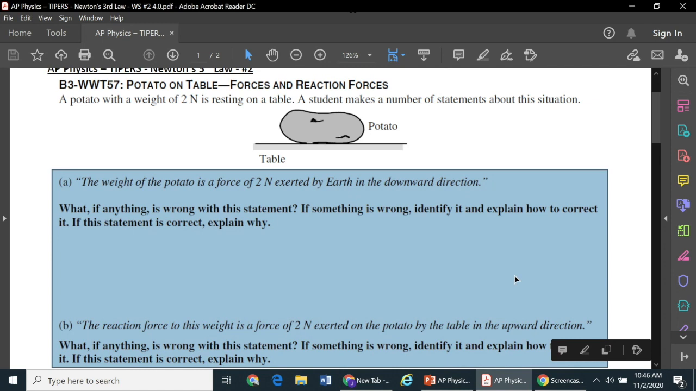As the problem says, I'd like you to answer the question, what, if anything, is wrong with this statement? If something is wrong, identify it and explain how to correct it. And if the statement is correct, explain why. So the statement for A says the weight of the potato is a force of 2 newtons exerted by the earth in the downward direction. And B says the reaction force to this weight is a force of 2 newtons exerted on the potato by the table in the upward direction.